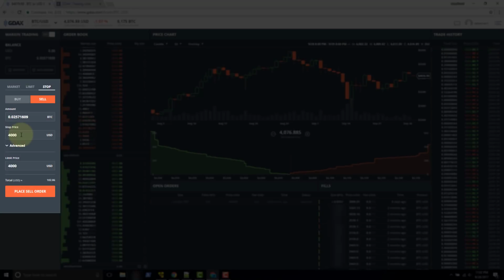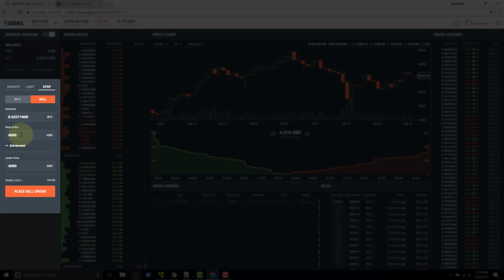Now, that's the programming aspect of this particular order type. We are programming GDAX. We're saying, GDAX, we want you to do this for us in a programmatic way. We don't want to have to enter this order ourselves. The alternative would be we just watch and monitor the price ourselves, and then when the price gets down to 4,000, we'd say, we want to get out, let's place a limit order.